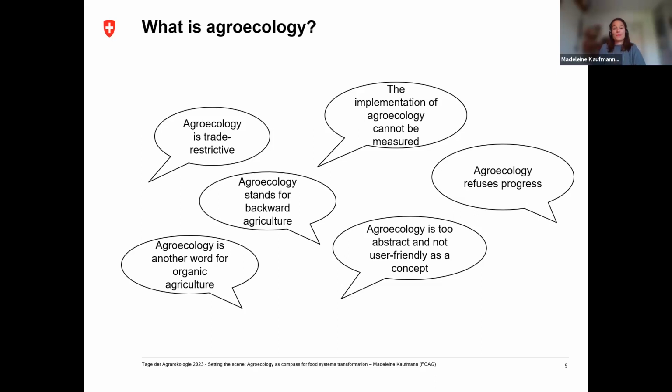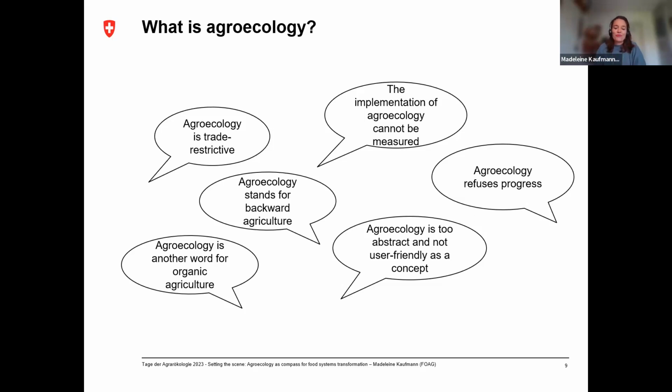A second example. In 2020, I was leading an inclusive process with several FOAG unit heads with the aim to see how agroecological our Swiss agriculture policy is. The project lasted 9 months. I just heard the other day two of them saying in the coffee break that they still do not understand what agroecology is. What makes agroecology so difficult to understand and apply?